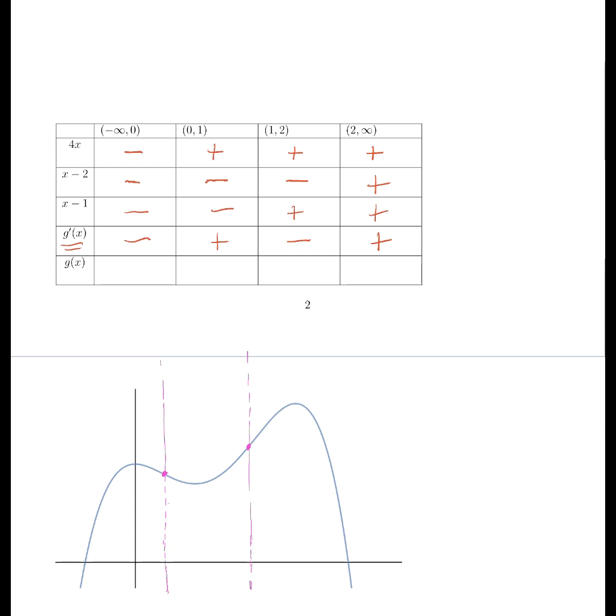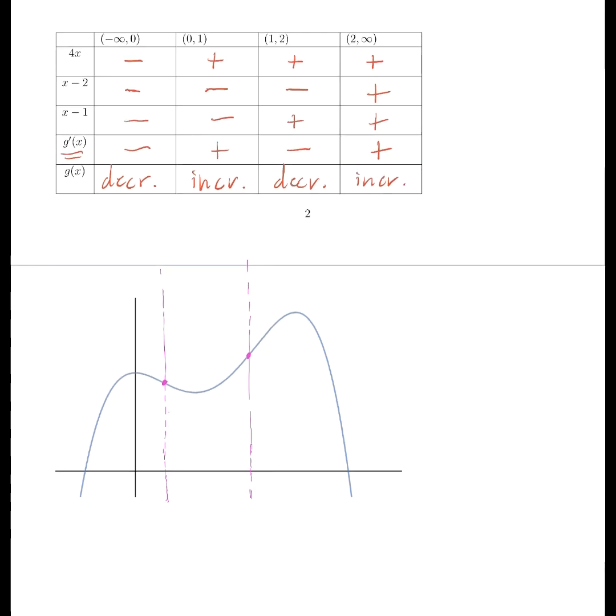So here g prime is negative on this first interval, which means that g of x is decreasing on that interval. Then g prime is positive, so increasing, and then negative, so decreasing, and then positive, so increasing. And now, I should have moved this table up a little, but we'll make it work. So now we change from decreasing to increasing. Decreasing to increasing means we have a local minimum. Here we change from increasing to decreasing, so we have a local maximum.